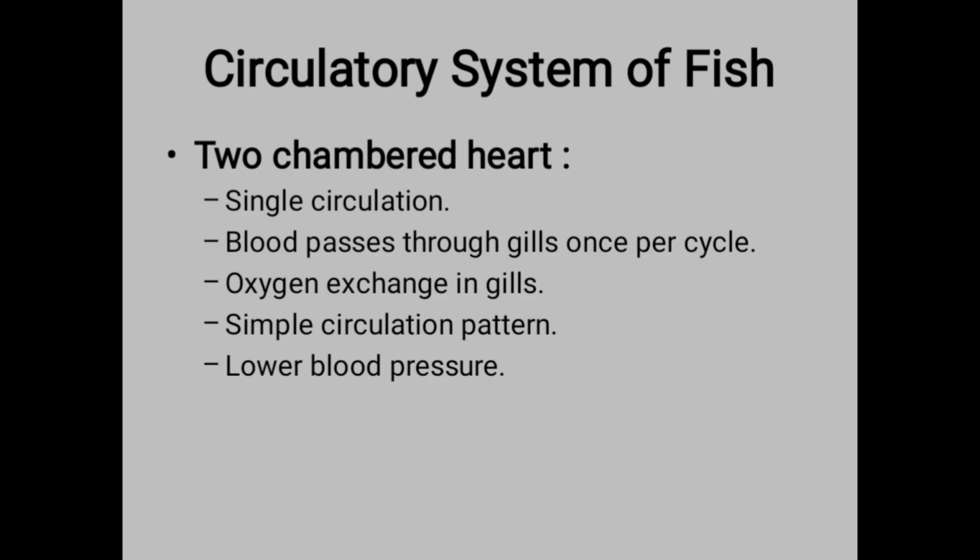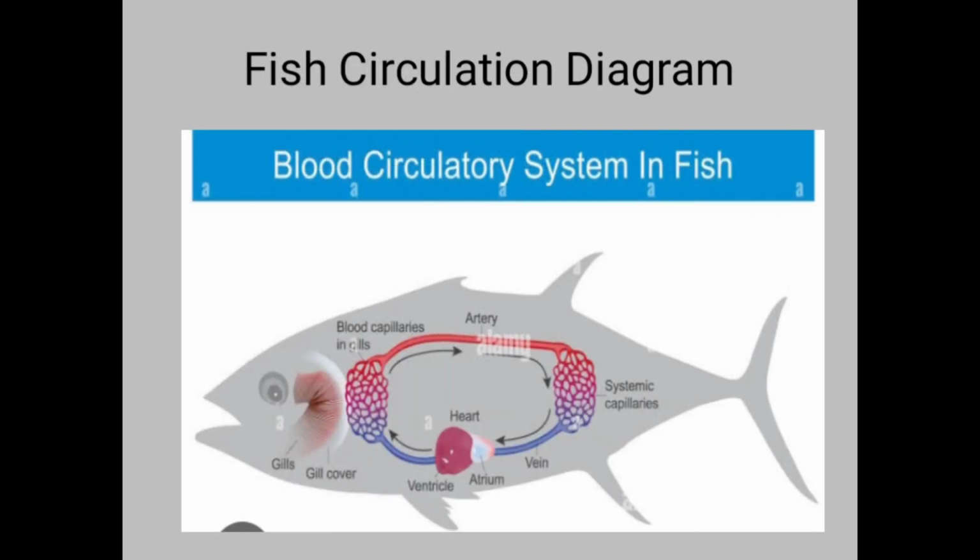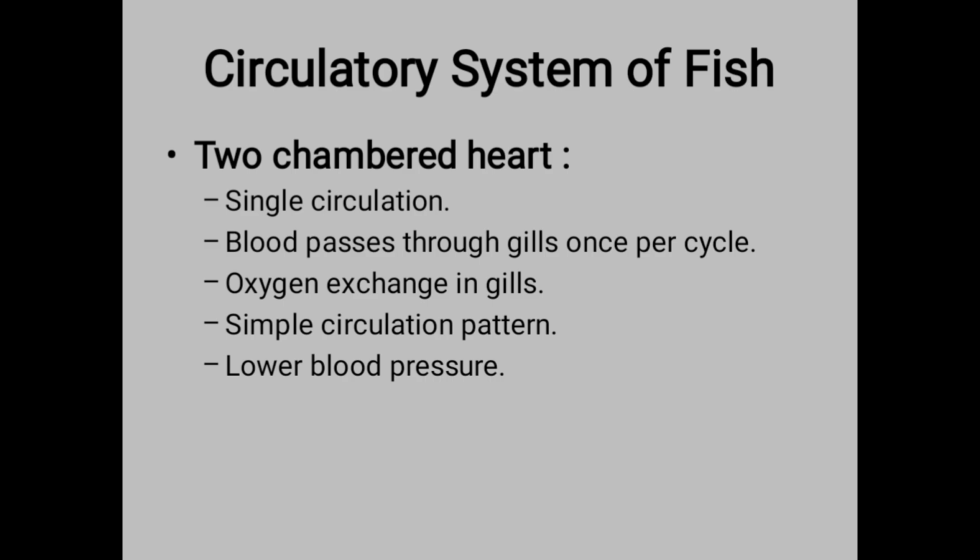Now, oxygen exchange in gills. The gas exchange of oxygen and carbon dioxide occurs where capillaries are present, so in fish this whole process occurs in the gills, meaning their lungs. Next is the simple circulation pattern. Here you can see the diagram of the blood circulatory system in fish. The pattern of fish circulation is very simple. You can see it is shown very clearly. Now, what is lower blood pressure?